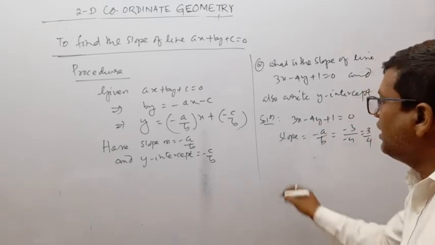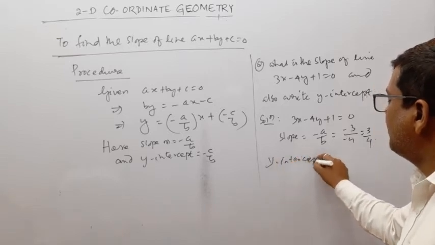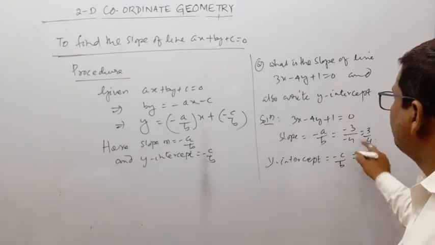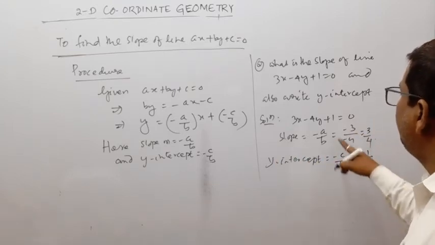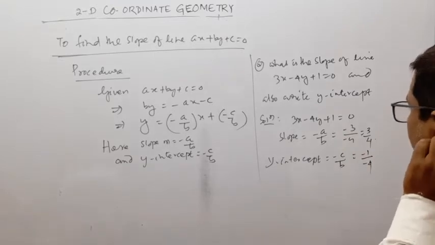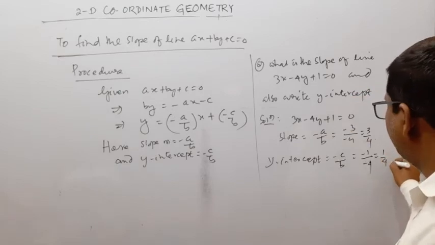And the y intercept is equal to, by the formula, minus c by b. So minus c means minus 1, and b means minus 4. Clear? So 1 by 4 is the y intercept.